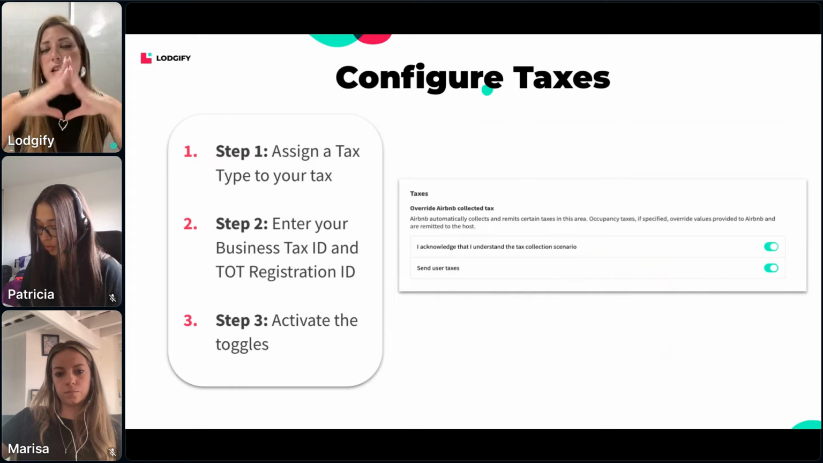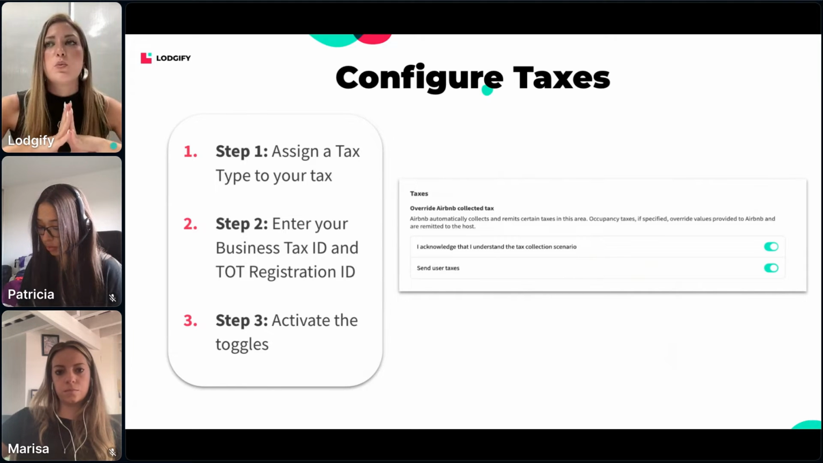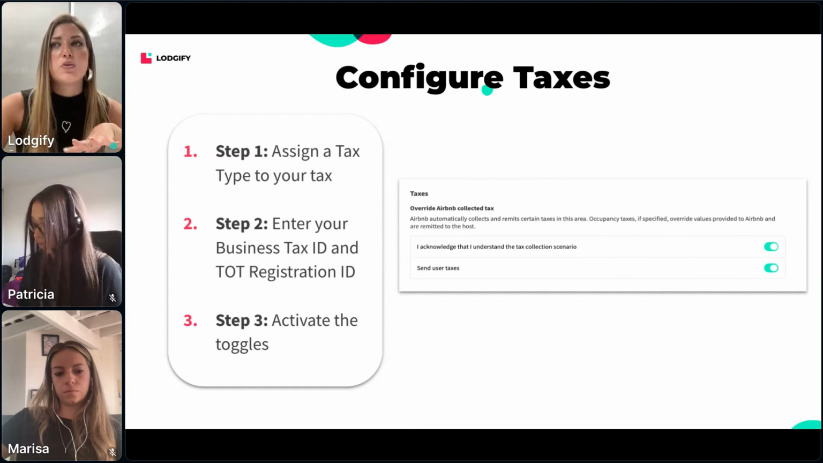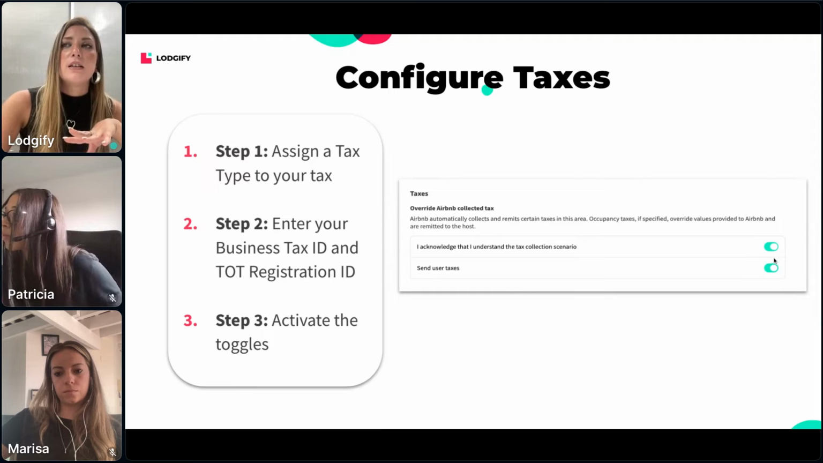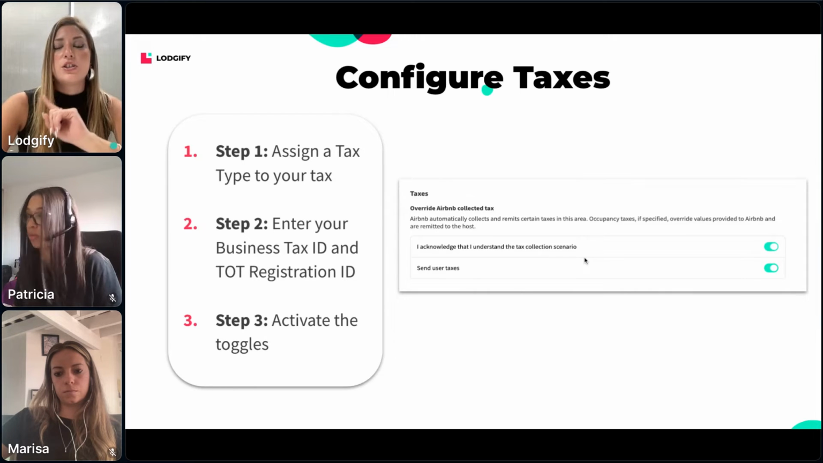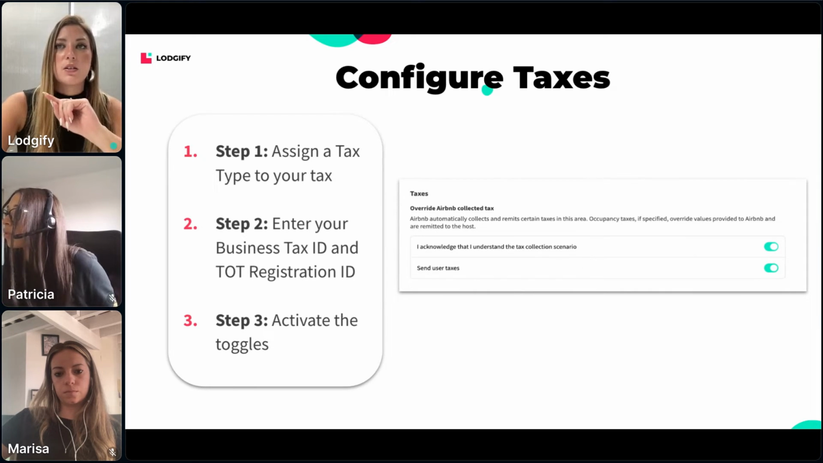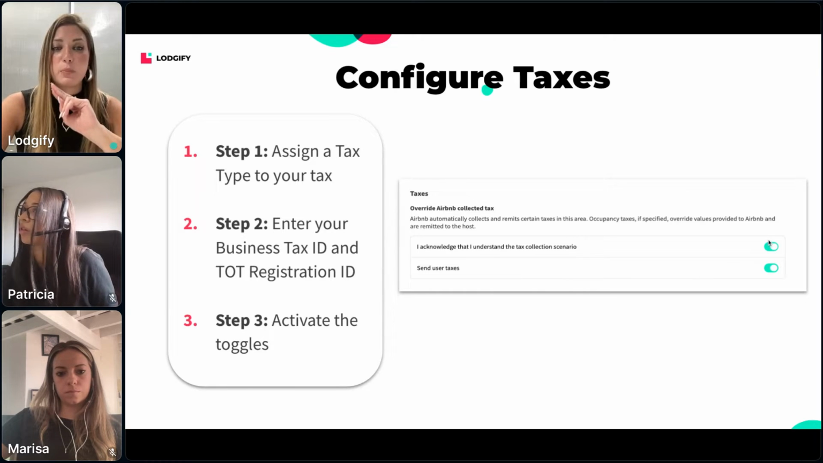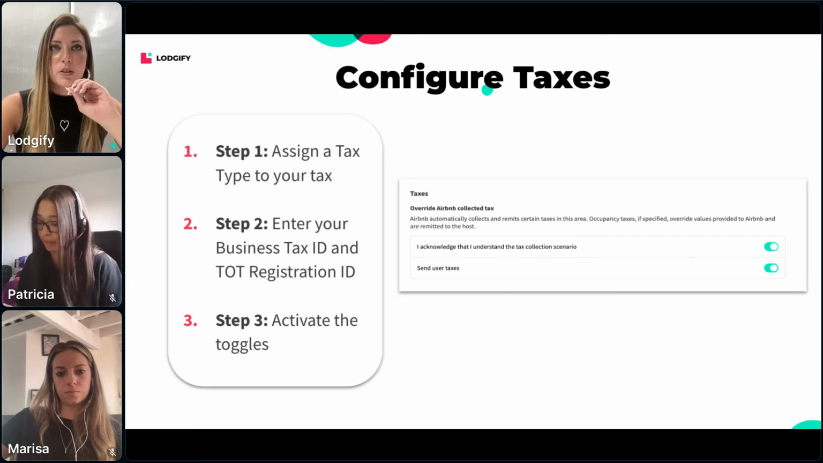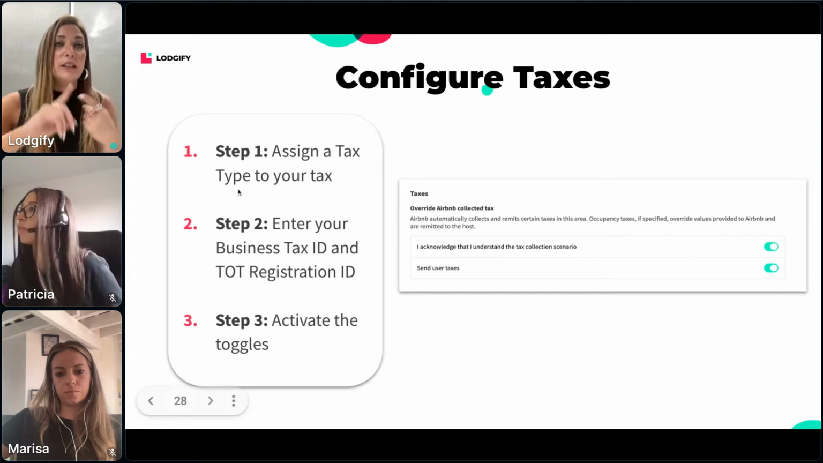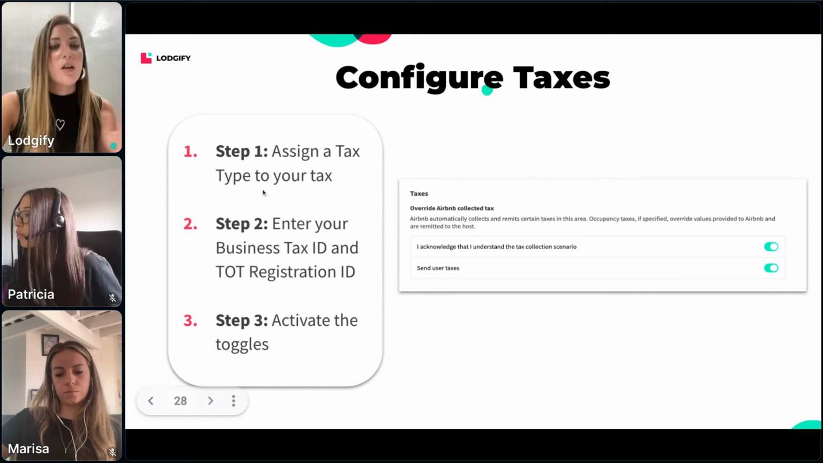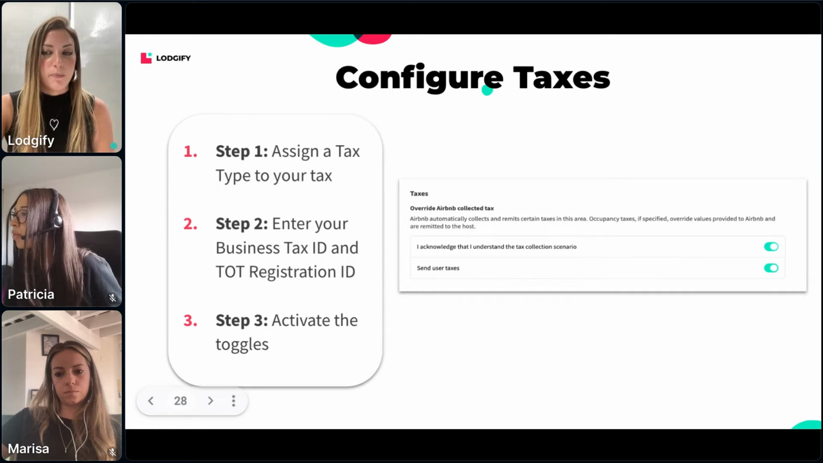And last but not least, the last step for taxes to be exported will be to head to the sync settings section of your rental in Lodgify. Scroll down to the bottom of the page. You will find these two toggles: I acknowledge that I understand the tax collection scenario, and send user taxes. Both toggles must be on in order for taxes to be exported. So if you're not ineligible and your taxes have been configured following these steps, they will be exported to Airbnb.